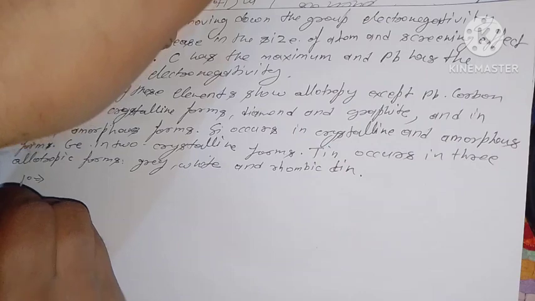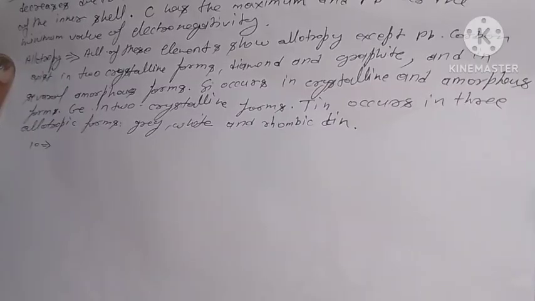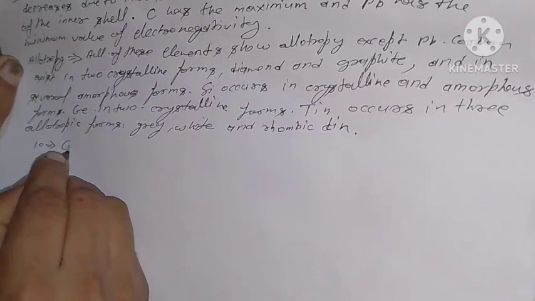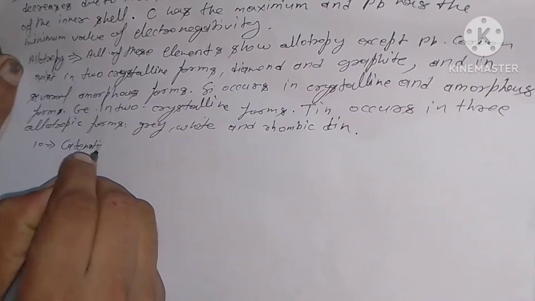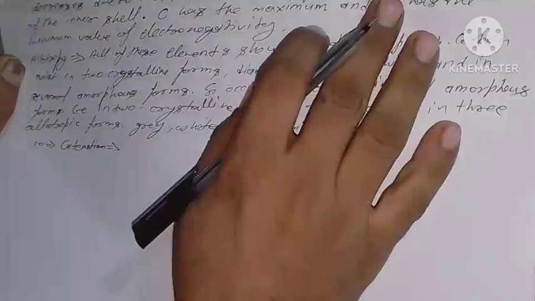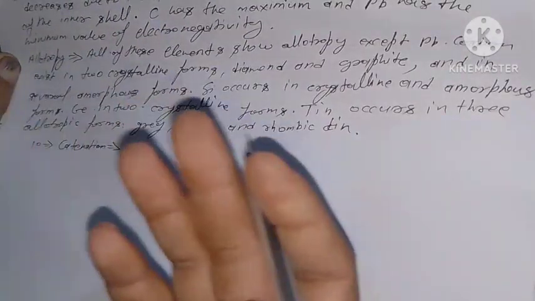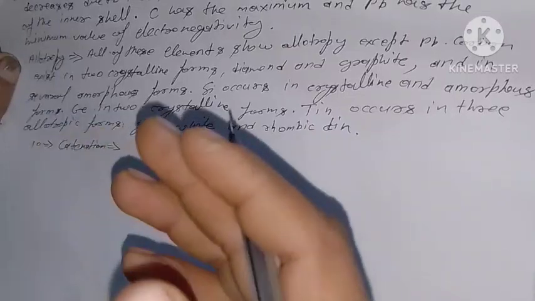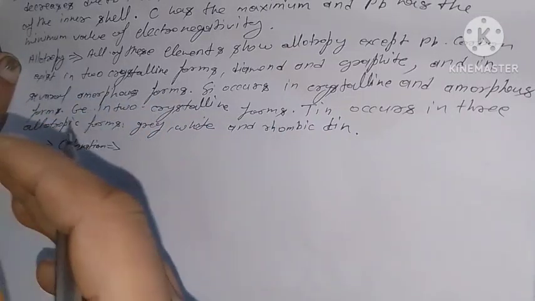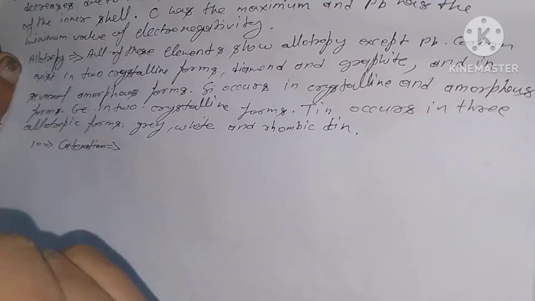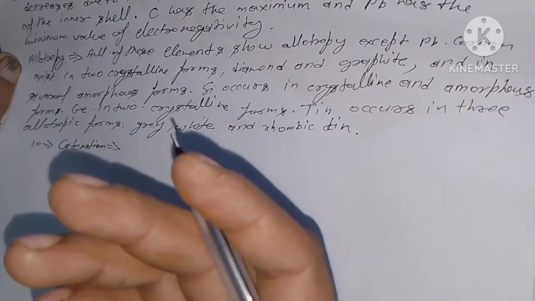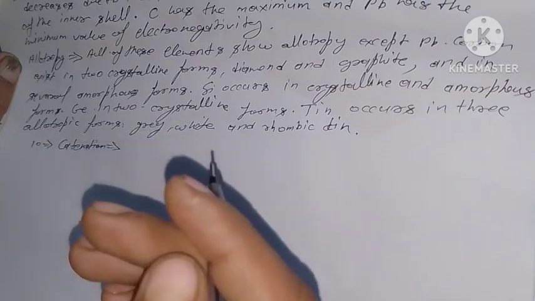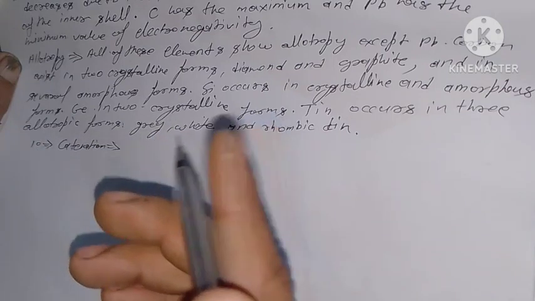Point 10, catenation. Carbon has the tendency of forming long chains by self-linking. This property is known as catenation. Silicon forms chains to a limited extent. The catenation property decreases in the order given.